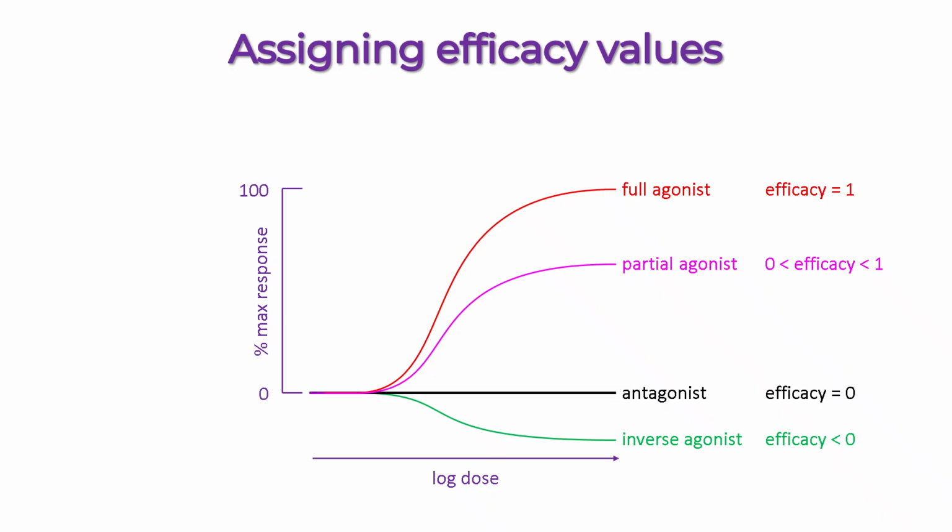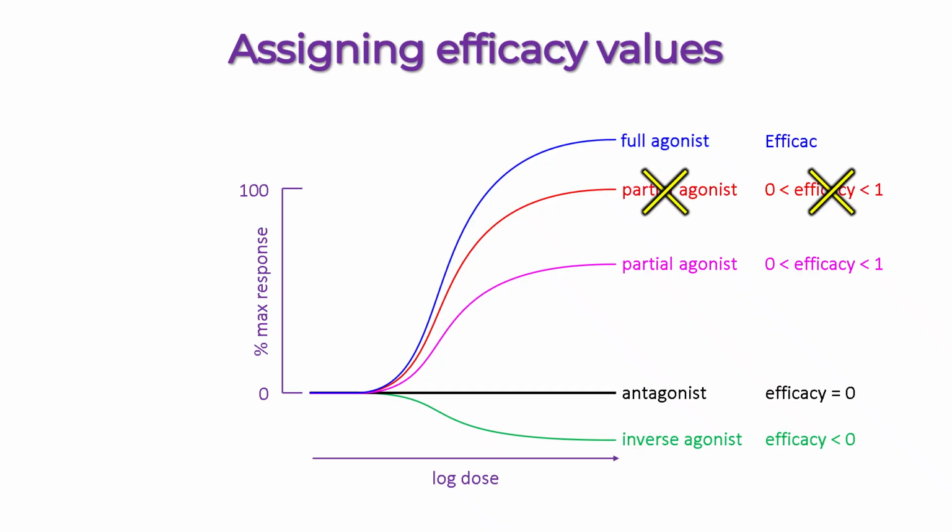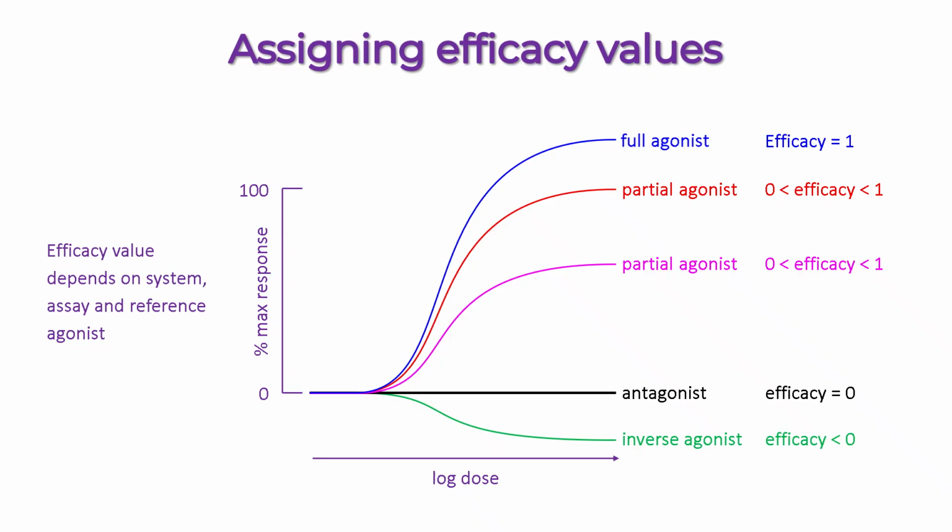In some systems, a ligand produces a greater maximal response than the reference full agonist. These are called superagonists. In this case, the original full agonist is no longer the reference. The scale is renormalized and the superagonist is assigned an efficacy of 1. Efficacy values are therefore not absolute properties of drugs. They depend on the system, the assay, and the reference agonist used.